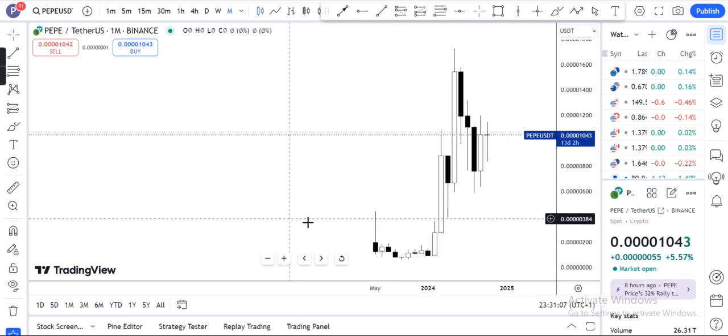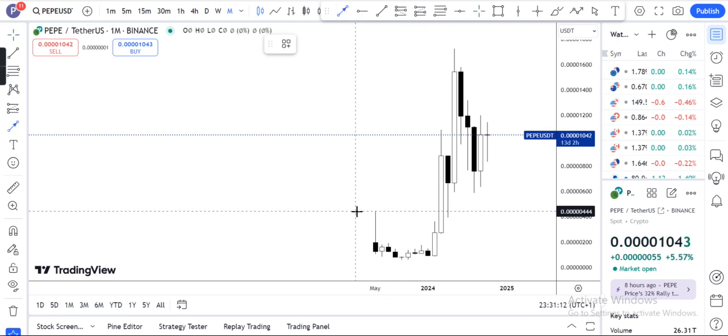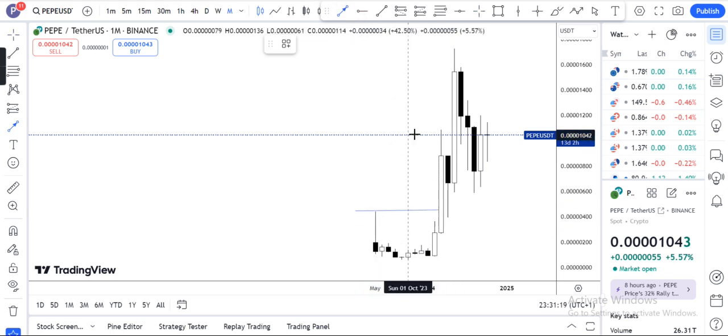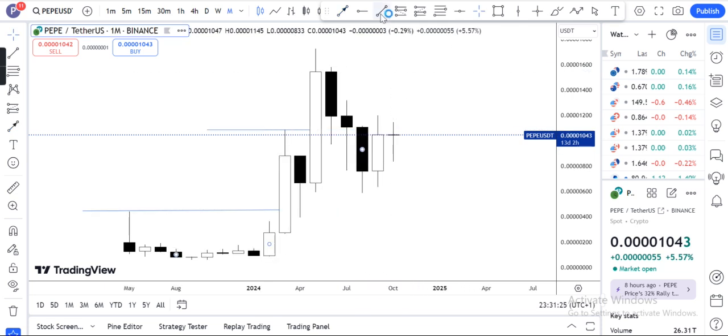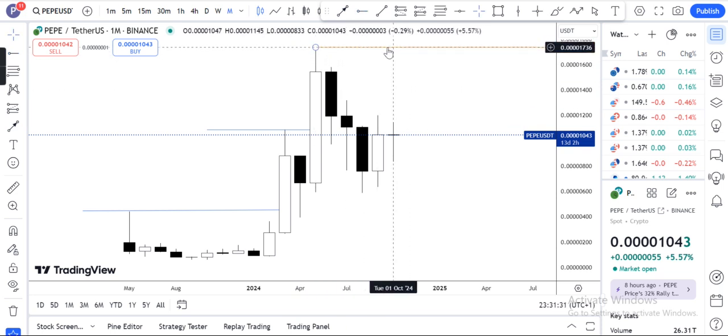So we can clearly see that it has given us a high here, which is a break of structure. And then it has given us another one at this point, which we also got as a break of structure. Now, that being the case, we have the overall high here.